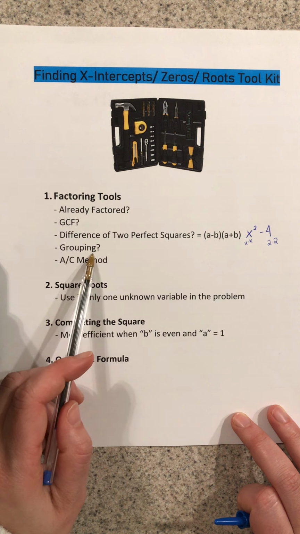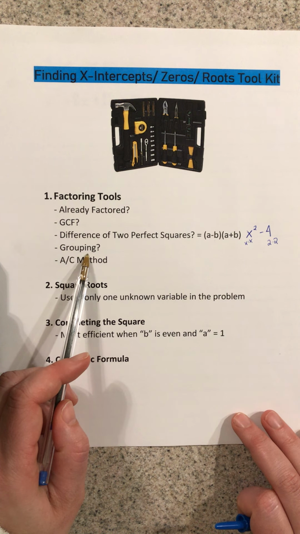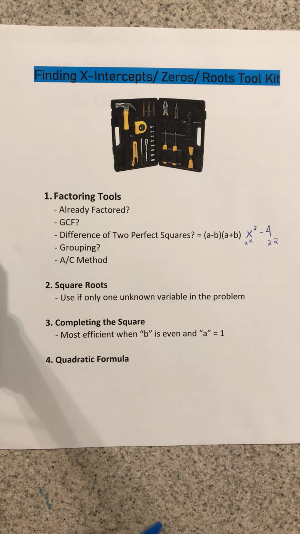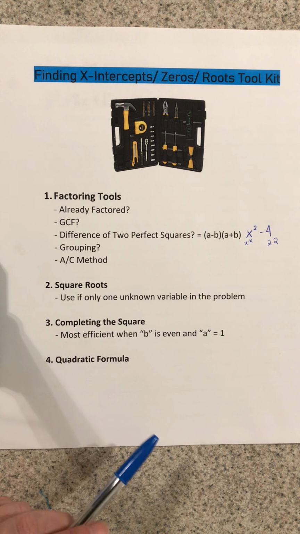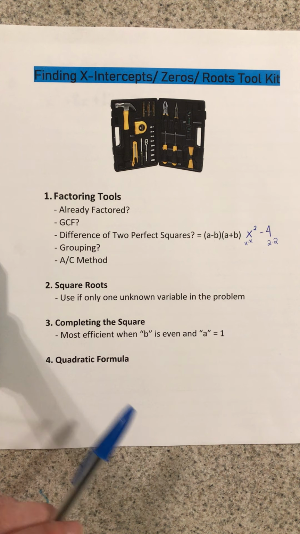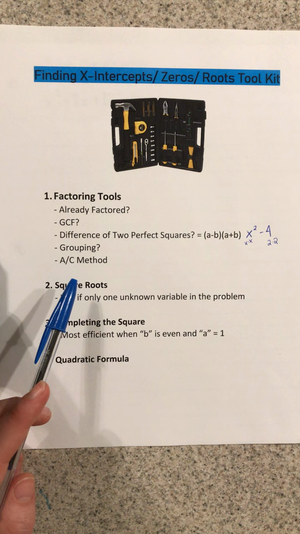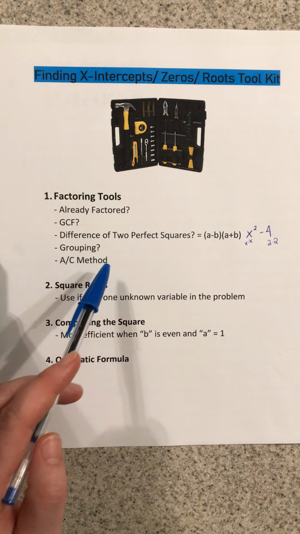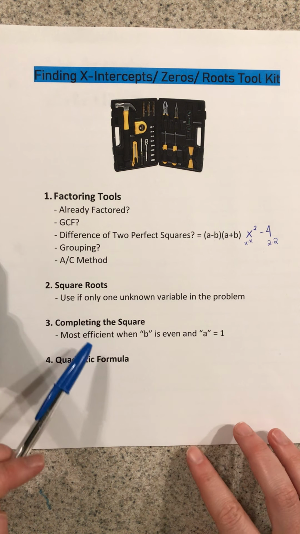Can use grouping. That will only work on a polynomial that has 4 pieces, or a quadnomial, I call it. And then lastly, the AC method. If all of those fail you, there are some other choices here.